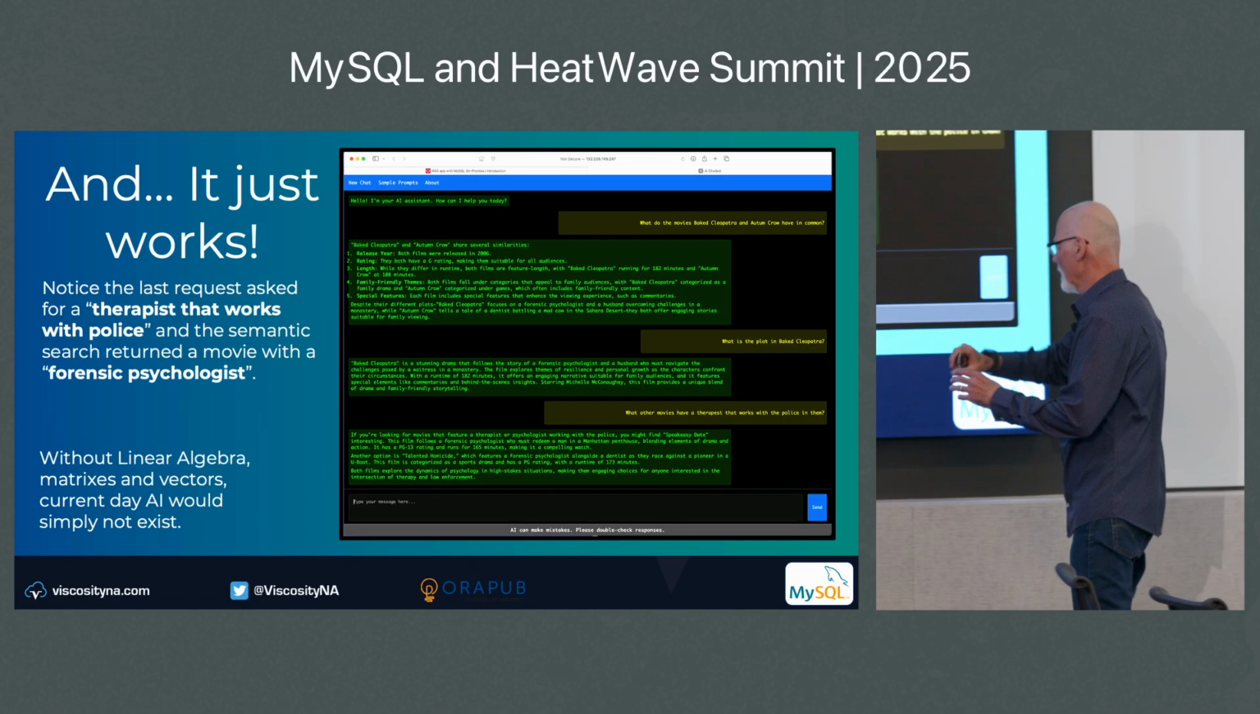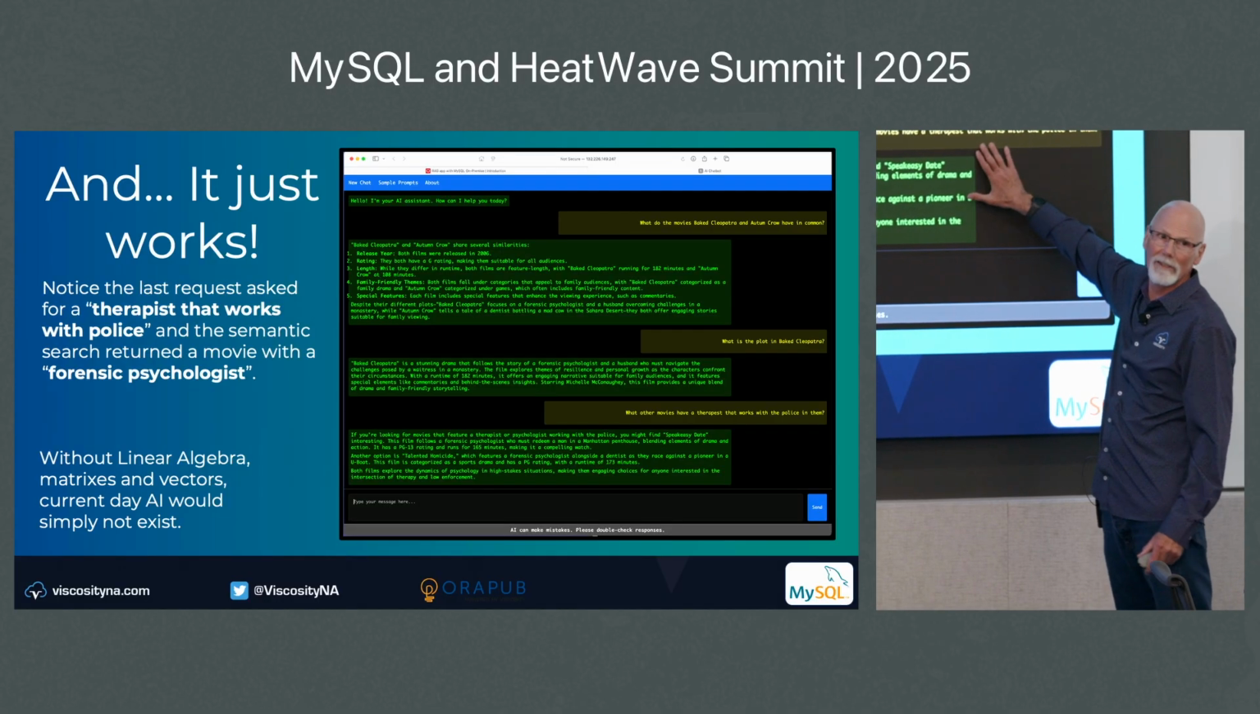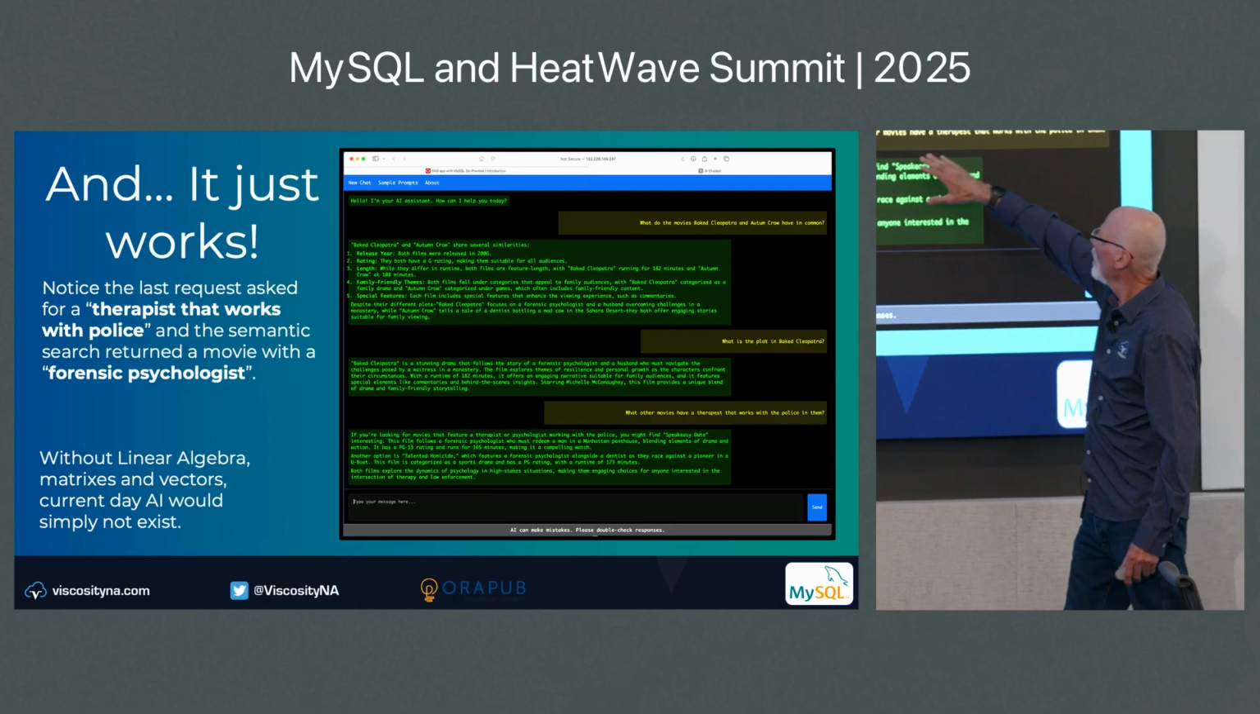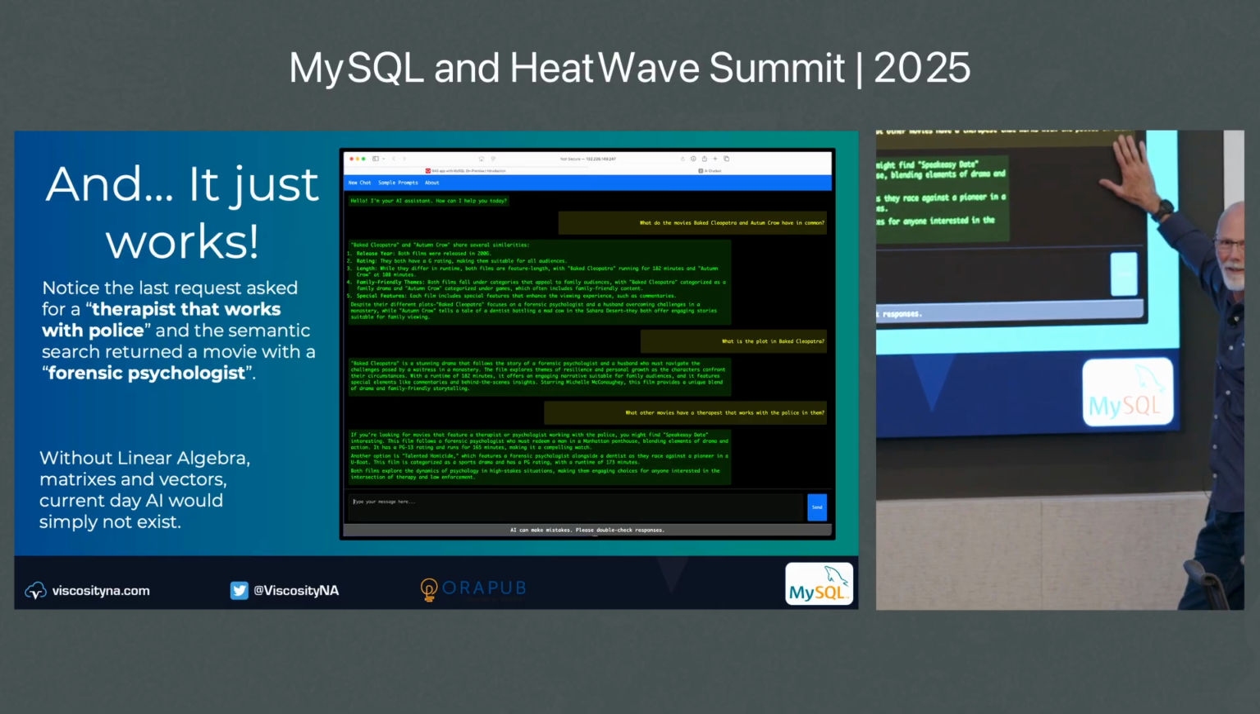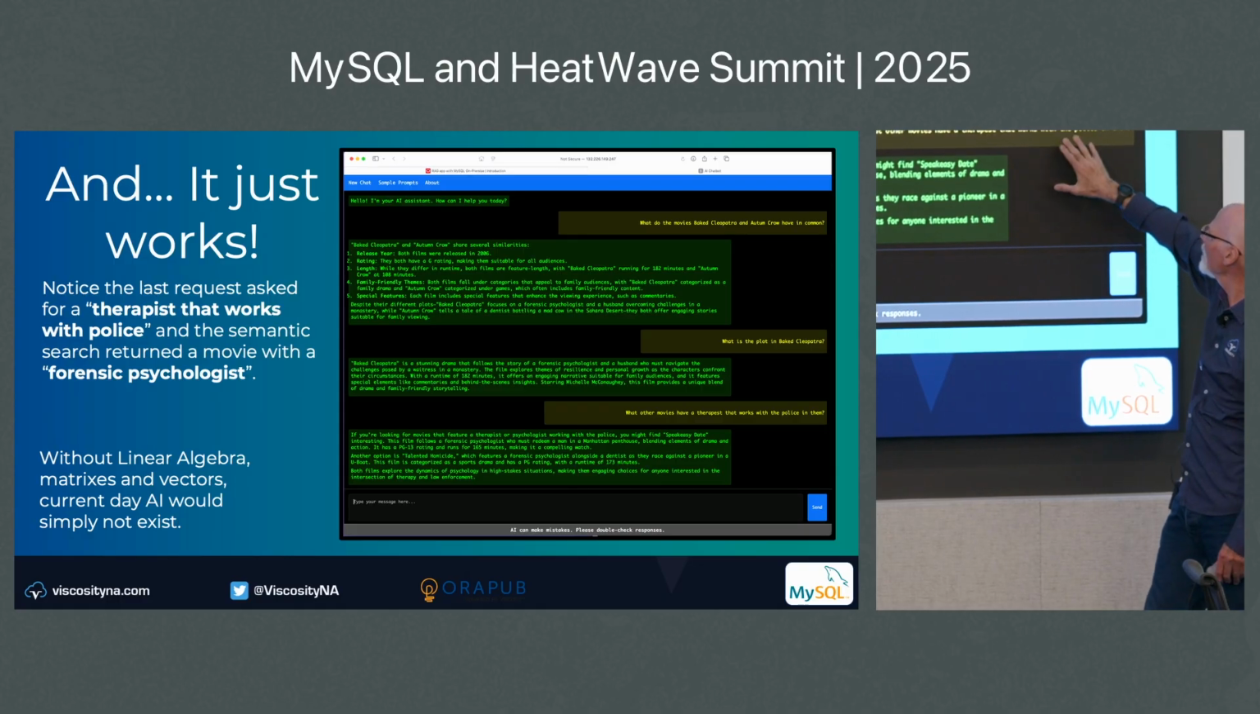So this is super cool. If you can't read this, don't worry about it because I'm going to read it for you. It says, what other movies have a therapist that works with the police in them? Now, nobody writes like that, and that's the beauty of large language models. You can write like an idiot, and it should pretty much understand you because it's got a lot of idiot information that it learned on, right? That's a whole other discussion.